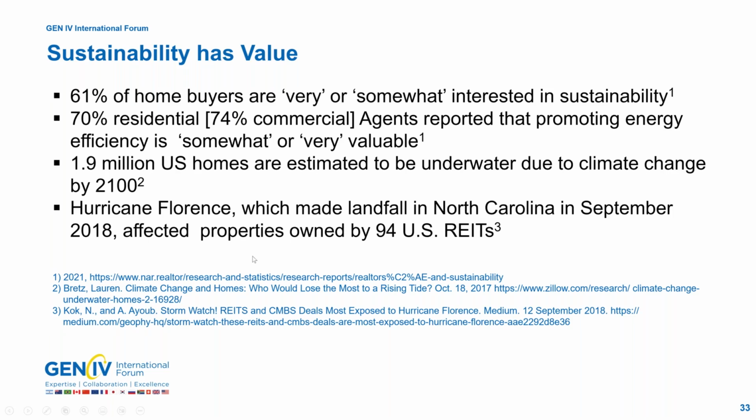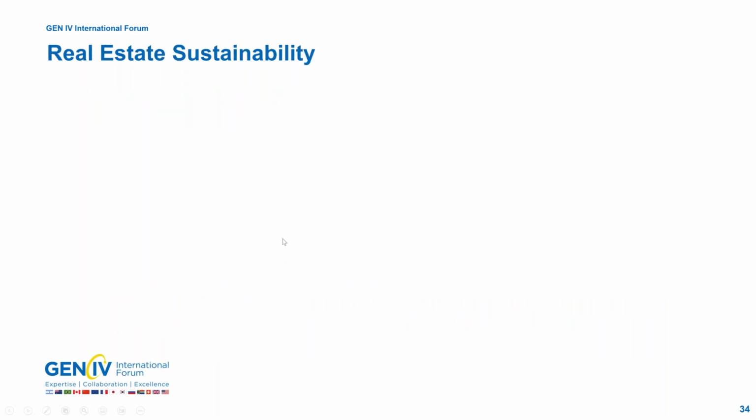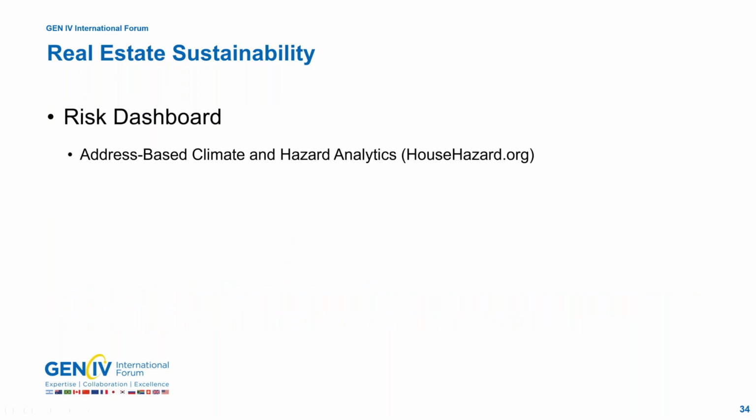We have tried to parse out some of our data to help people understand what their risks are in the real estate sector in the United States. So we've done this recently with 2 different kinds of tools. We've developed a risk dashboard. This is an address-based climate and hazard analytics system. It's not live right now, but by the end of next week, it will be under househazard.org. I'll show you what this looks like in just a second.